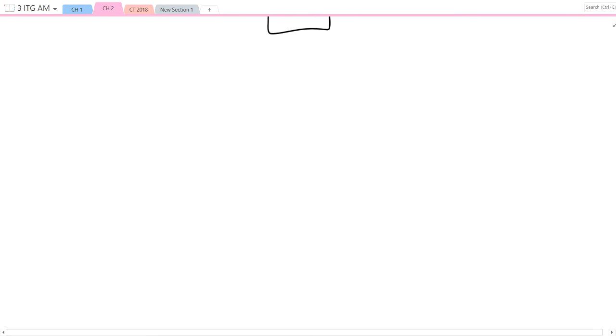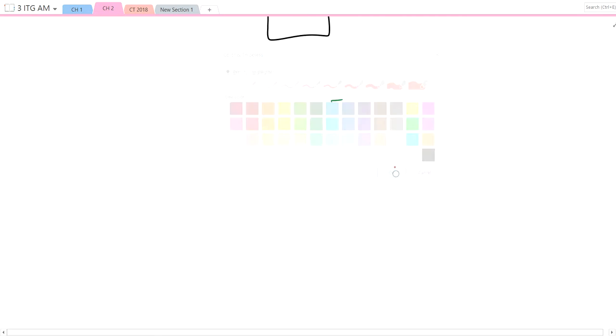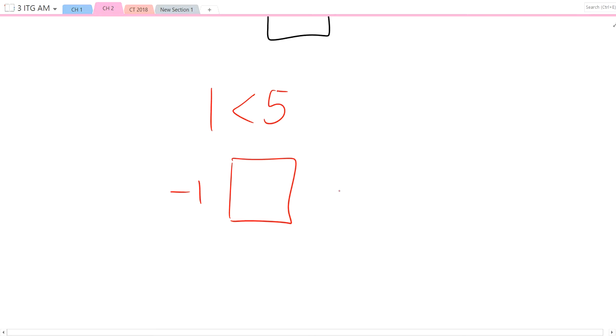Okay, give you an example. 1 is less than 5. Agree? Okay, change color. 1 is less than 5. All agree, huh? What if I multiply by negative 1 to both sides? I will get negative 1 and negative 5, right? What goes in the box? You use your common sense to tell me. Less than or greater than?